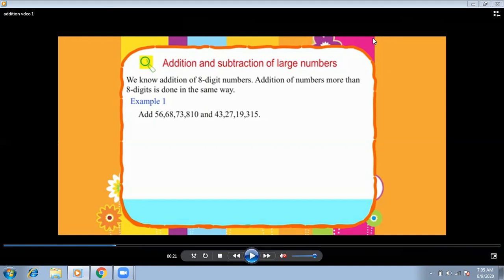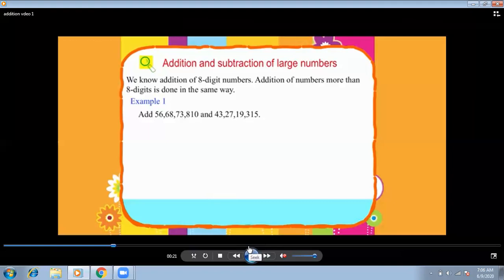In the previous process, although you have done addition, today I will tell you how to add bigger numbers. If you have a larger number, how are you going to add the numbers? The procedure will remain the same for adding the numbers. Like here are two numbers you can see on your screen. The first one is 56 crore 68 lakh 73,810, and the second one is 42 crore 27 lakh 19,315. For adding the numbers, don't forget to mention the place value on the numbers.